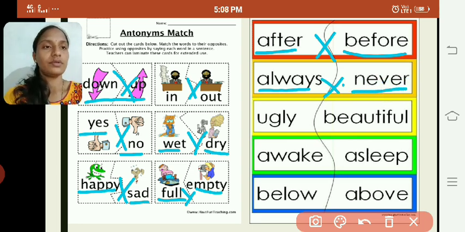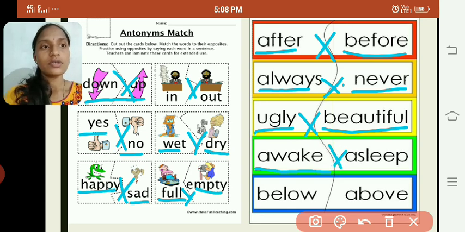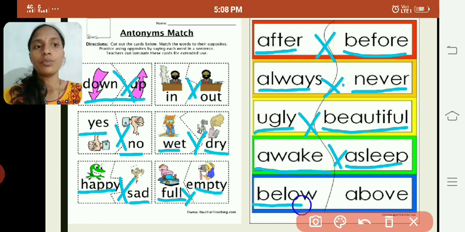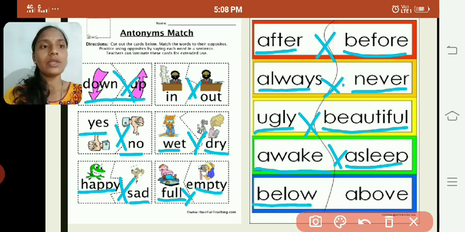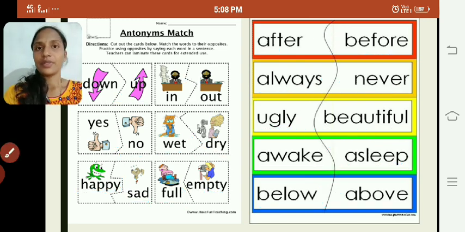Never. Next word is ugly. What is the antonym for ugly? Beautiful. Next word is awake. And what is the antonym for awake? Asleep, means who is sleeping. Next word is below. And what is the antonym for below? That is above. Above is up. So these are some examples of antonyms. So we are going to solve a simple exercise.